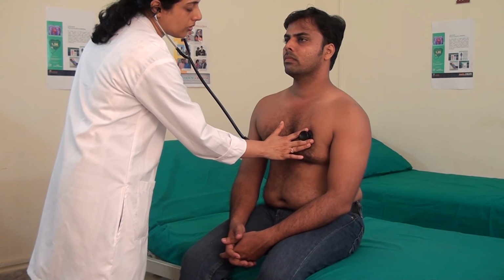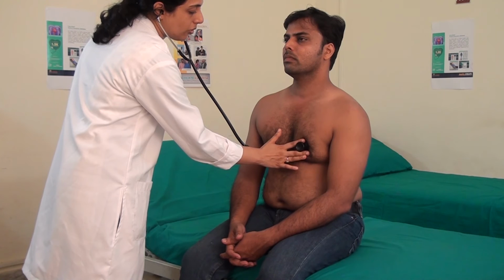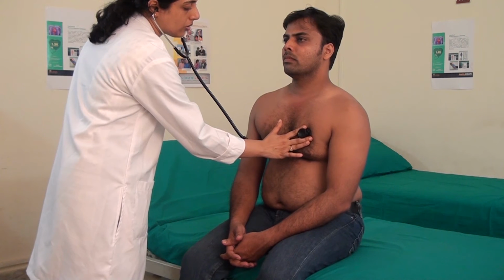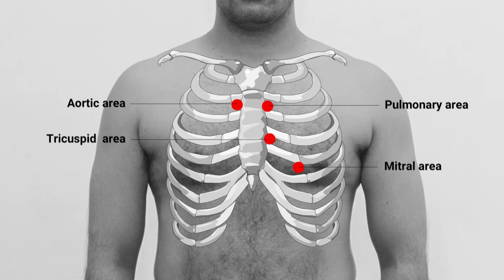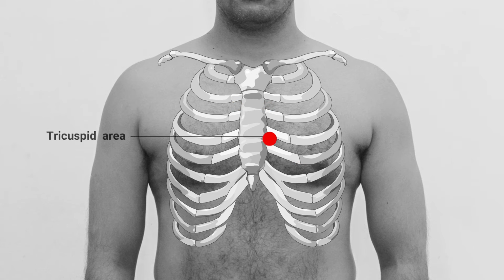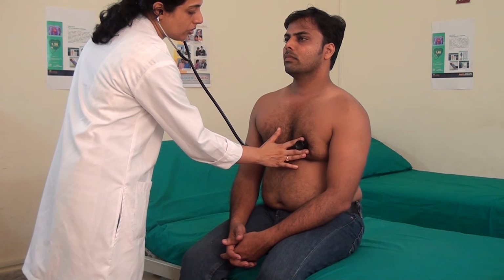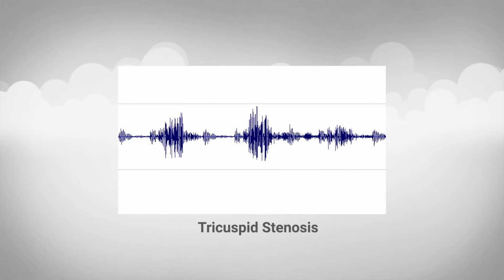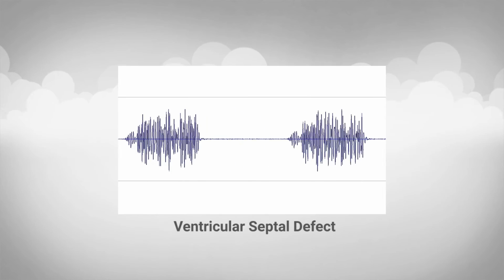Move the diaphragm to the left second and third intercostal space to listen to the aortic and pulmonary components of S2, the pulmonary ejection sound, and the murmurs of pulmonary and aortic regurgitation. Move down to the tricuspid area along the left sternal border at the left fourth and fifth intercostal space. Listen for the murmurs of tricuspid regurgitation and tricuspid stenosis and the murmur produced by ventricular septal defect.